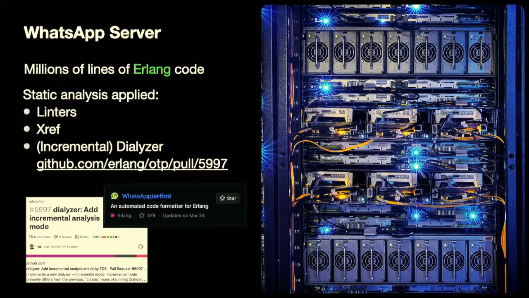As mentioned, the WhatsApp server is written in Erlang at the scale of millions of lines of code. To handle such a large and fast-evolving code base, we perform a combination of dynamic and static code analysis. For dynamic, I'll reserve that for a separate section later. So static tools are very popular in our Erlang repo. We use them to scan every diff submitted by developers.